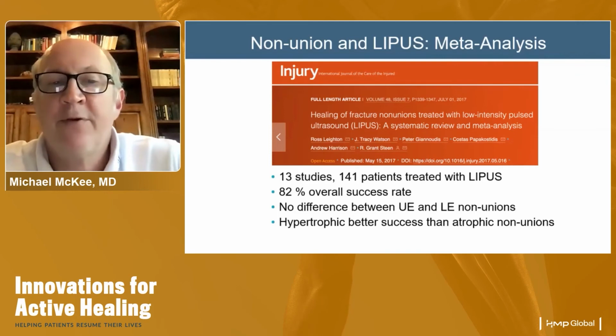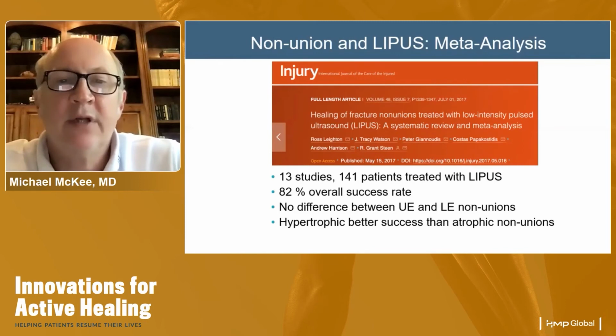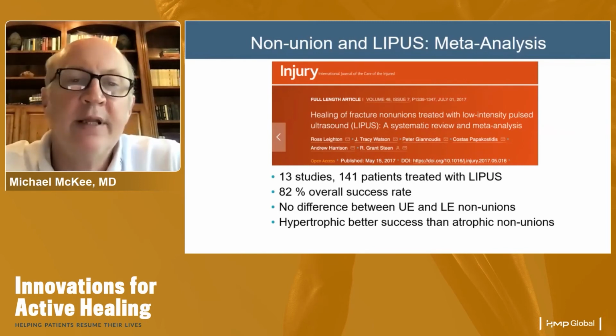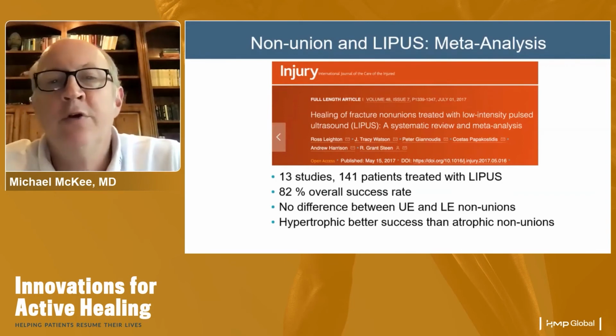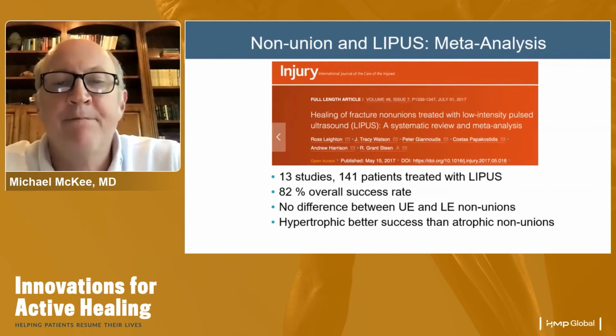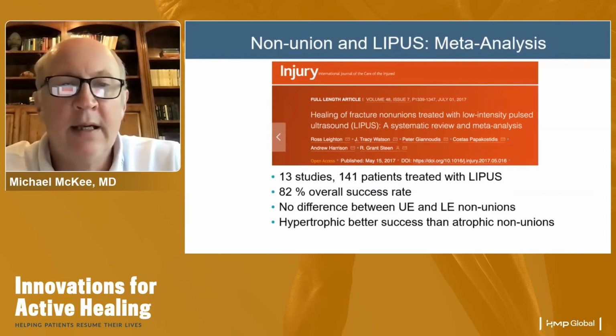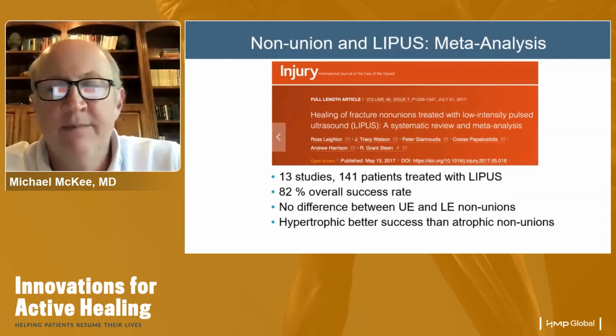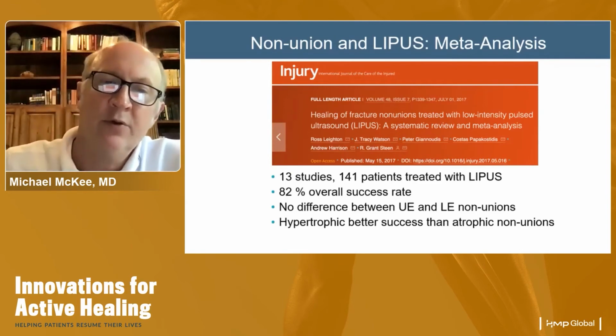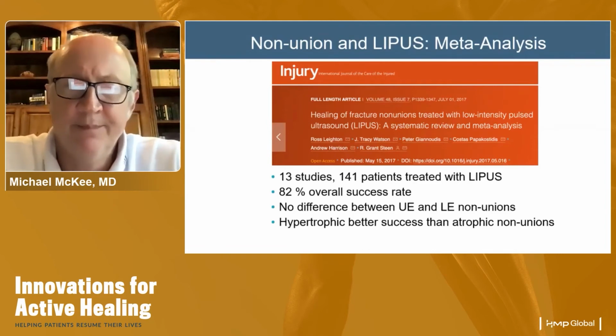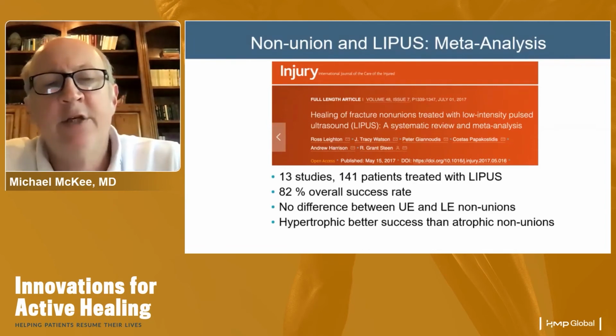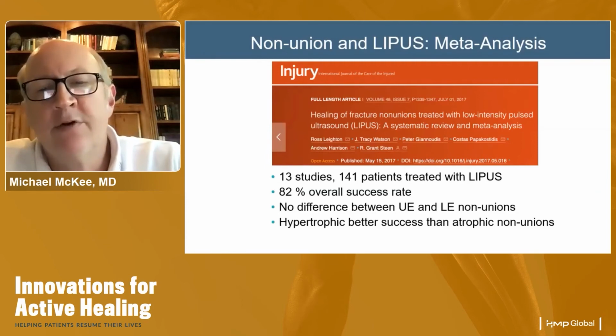They looked at 13 studies that had 141 patients treated with LIPUS. And if you look at those studies, and I did review some of them, it's pretty clear that the same indications that I spoke about in this webinar were used by the authors of those studies. So they were looking at patients who had fairly stable non-unions. They were well aligned. They didn't have active infection. They didn't have unacceptable deformity, etc. So when they looked at those patients, they found they had an 82% overall success rate. And interestingly, found no difference between upper extremity and lower extremity non-unions.